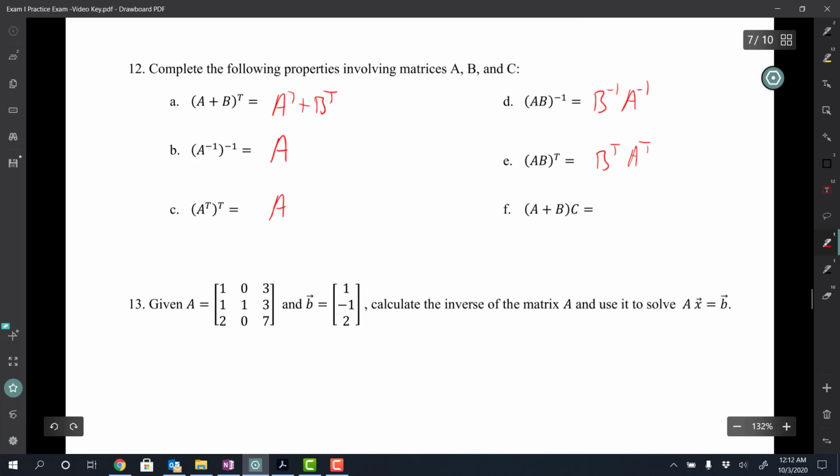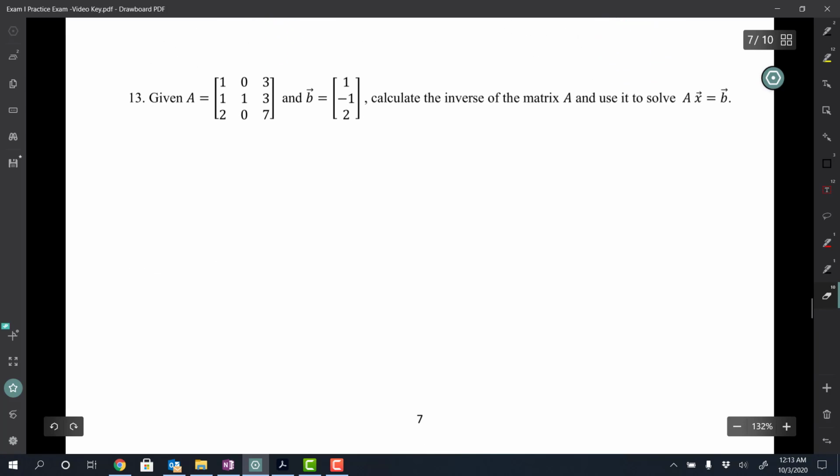And then part F, we're using the distributive property to write this as AC plus BC. Now notice this C is multiplying the quantity A plus B from the right, and therefore when we distribute it, C needs to stay on the right. Please note this is not equal to CA plus CB. That is not true. So make sure you're careful about what side that multiplication is done on.